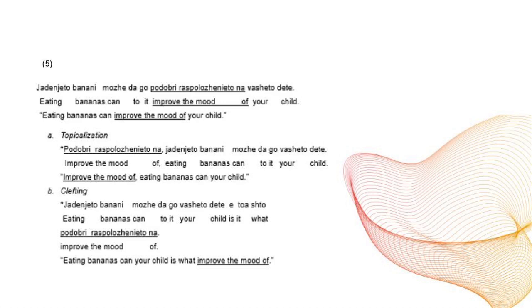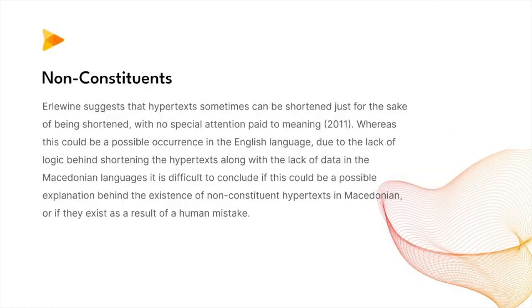This example exhibits similar behavior to the previous one. The way the hypertext is captured shows no semantic logic. Earl Wine suggests that hypertext sometimes can be shortened just for the sake of being shortened, with no special attention paid to meaning. This can be observed through one of Earl Wine's examples in the English language, where the captured text seems to be shortened, resulting in creation of non-constituent hyperlink.